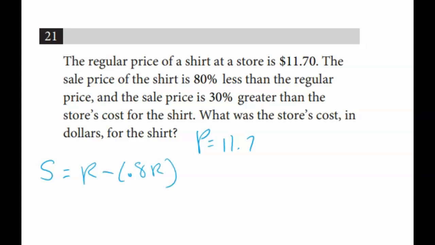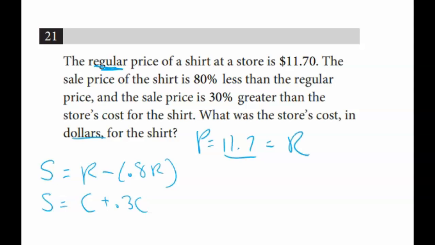And the sale price is 30% greater than the store's cost for the shirt. So we know the sale price is the store's cost, so we're going to put C as cost. It's 30% greater, so plus 30%, so 0.3 of the cost to acquire the shirt from the store. What was the store's cost in dollars for the shirt? So we know the number we're starting with is 11.7, and I'm guessing that is the regular price. Oh, it is. It says it up here.